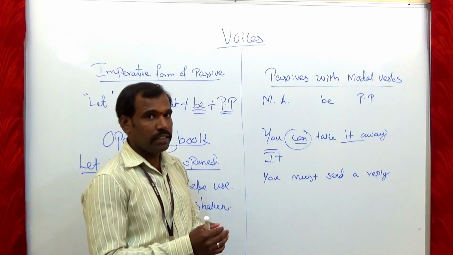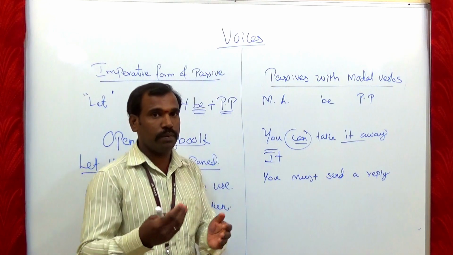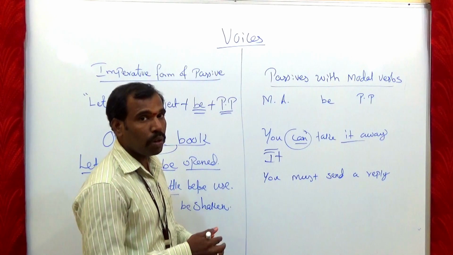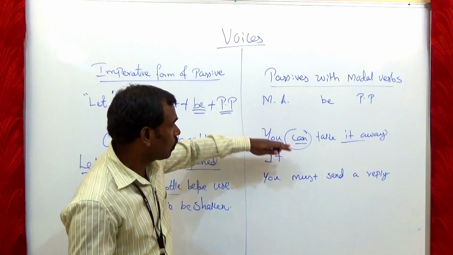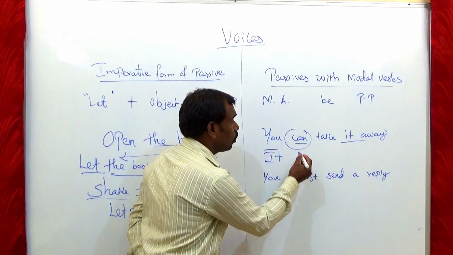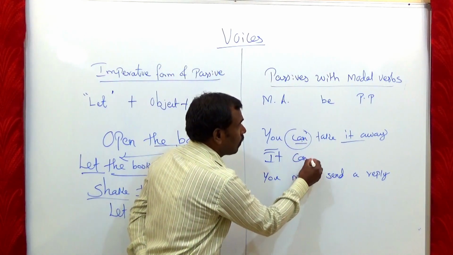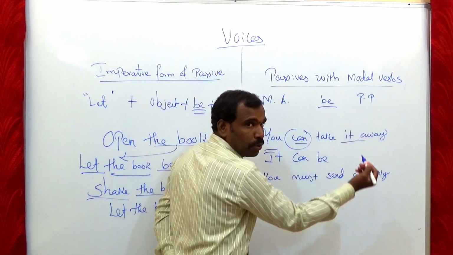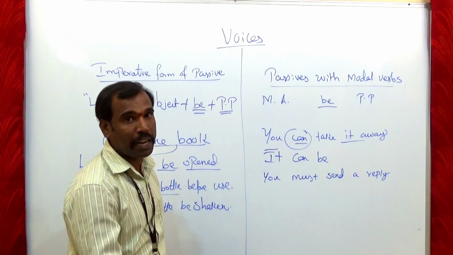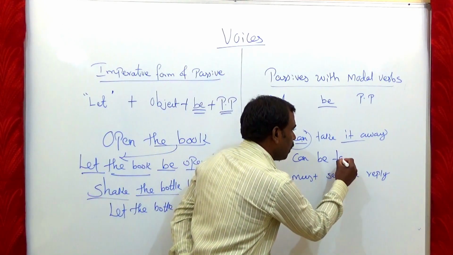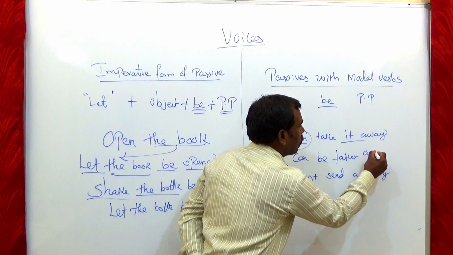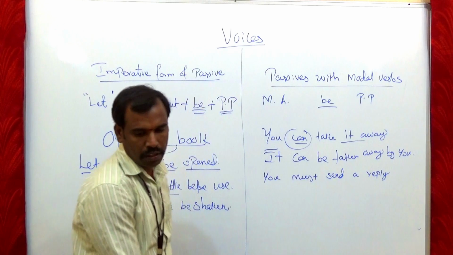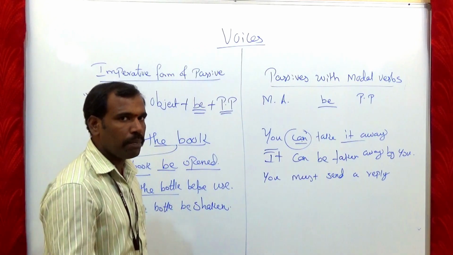Yes, that is can, could, may, might, shall, should, will, would, must, ought to, used to, dare and need. So these are modal auxiliaries, modal verbs, and next to it we have to use the modal. It can, so it is followed by be. Take is changed into pp. When you change take into past participle, it is taken. It can be taken away by you.